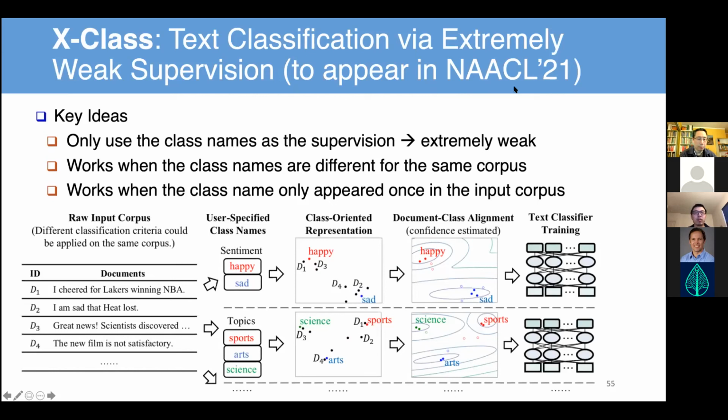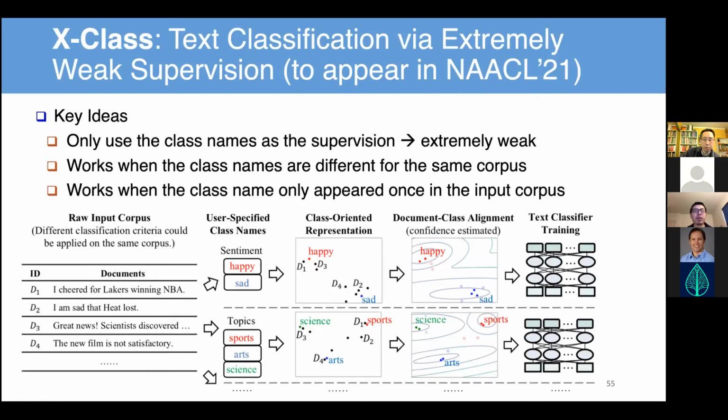And the code is also available on GitHub. This is the work I've done with my student here at UCSD. We are conducting text classification with the class name only. So imagine that you have millions of news articles, and some of them are about politics, some about sports, some about economics. You just give us these label names, then we can do the classification for you.